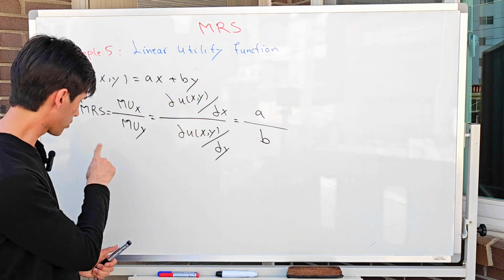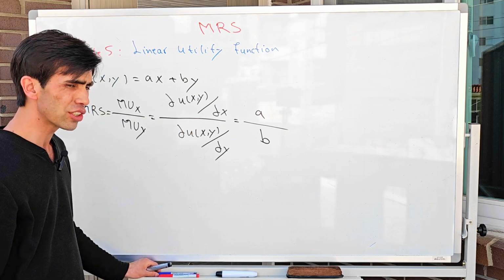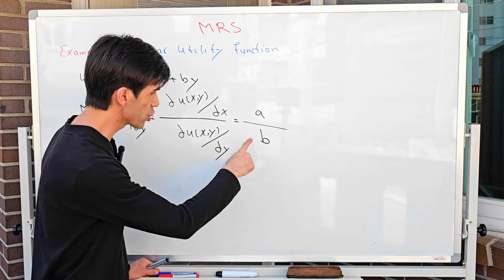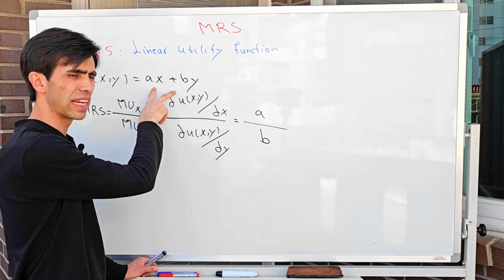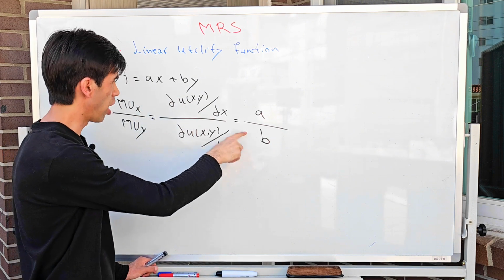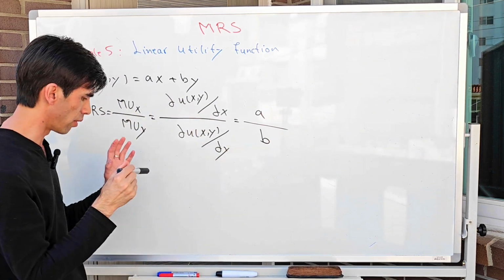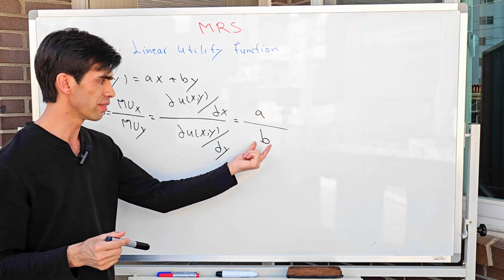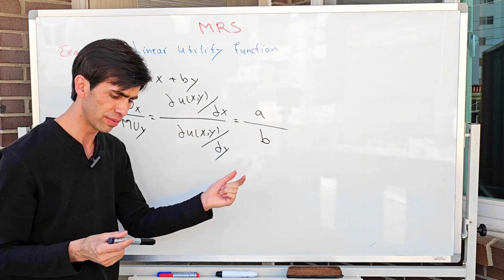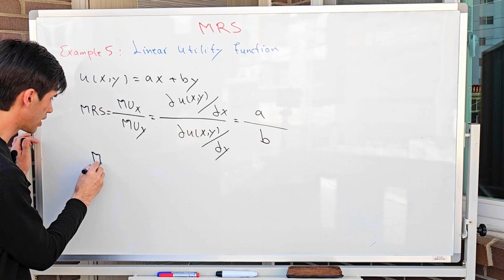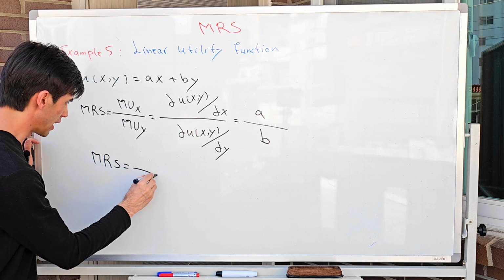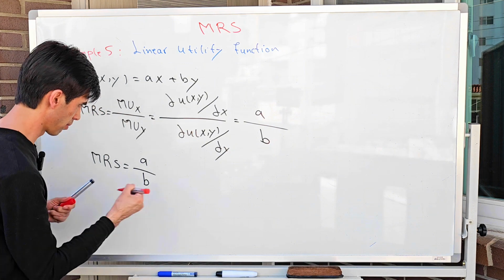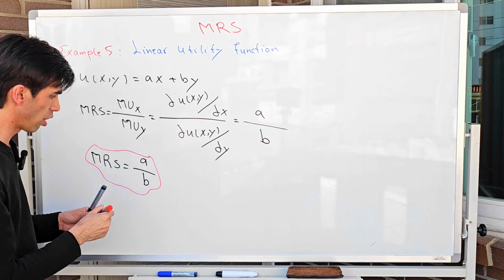So simply, the marginal rate of substitution for a linear utility function is the ratio of coefficients of x and y. Whatever values a and b take, the marginal rate of substitution will take the value of the ratio of those. So finally, the marginal rate of substitution is equal to a divided by b. So this is the final solution. It depends on the value of a and b.